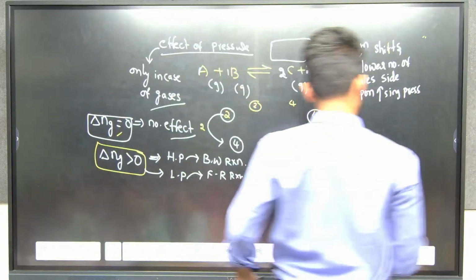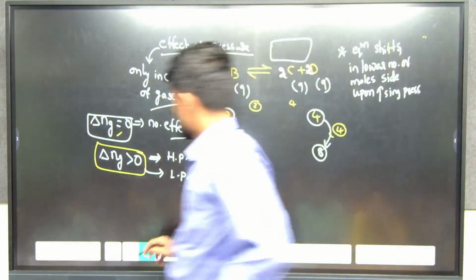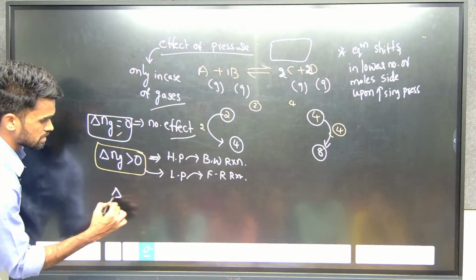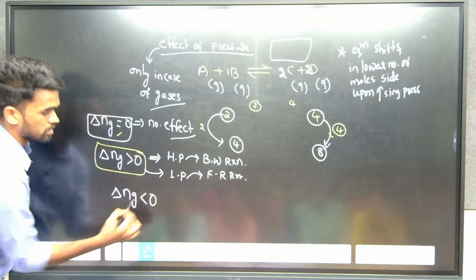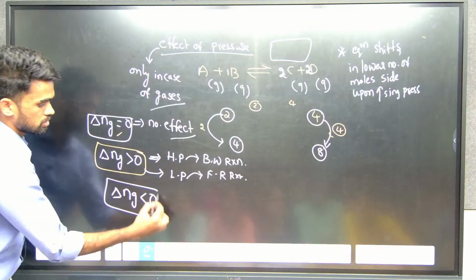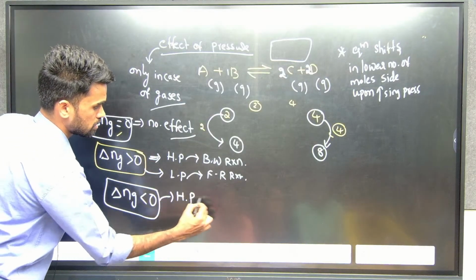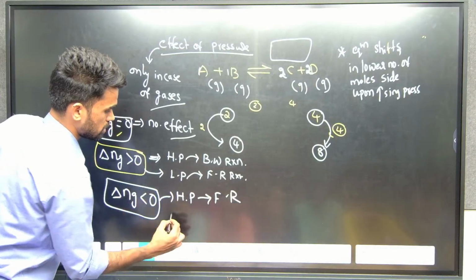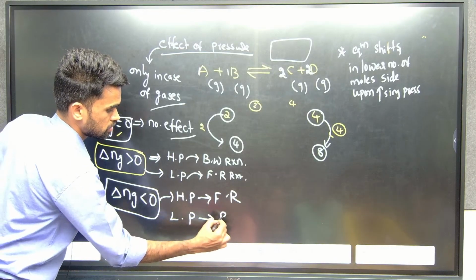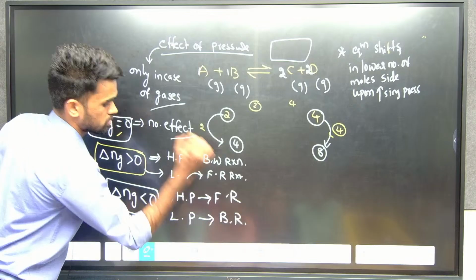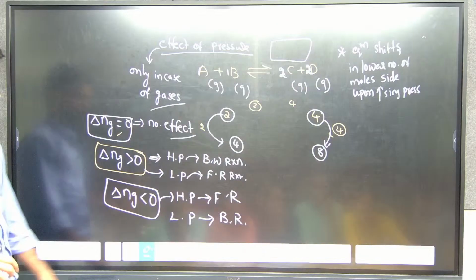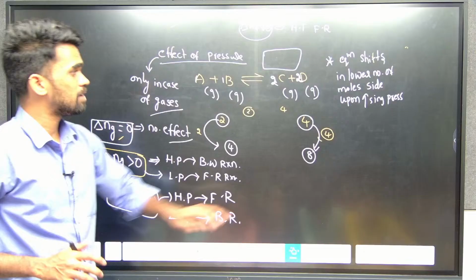Okay, next. See, this is one story. Next, similarly, if delta Ng is less than 0, it is the opposite of this. High pressure favors the forward reaction, low pressure favors the backward reaction. Okay, that's it. Let's solve some questions.